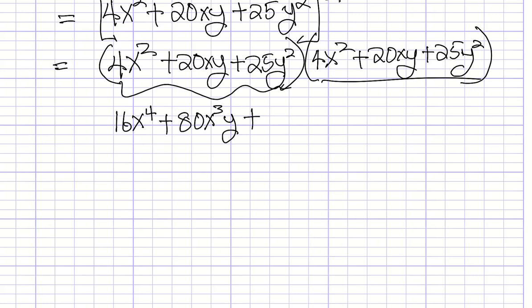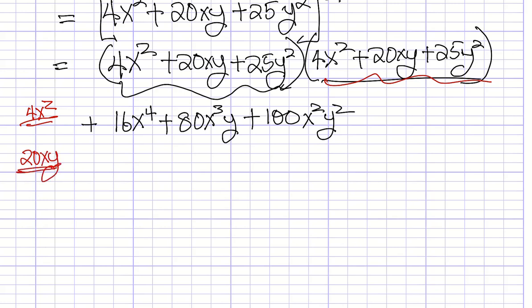Okay. We'll keep going. That would be 4 times 25, it would be 100, right? And then x raised to the power 2 and y raised to the power 2. You see that, right? That's the first one right here. It's multiplying that one with 4x. Okay, the next one we're going to do is 20xy. We're going to multiply the whole thing with that.